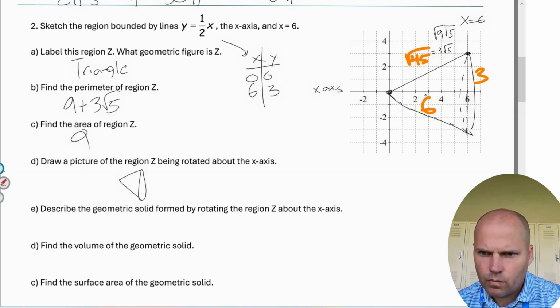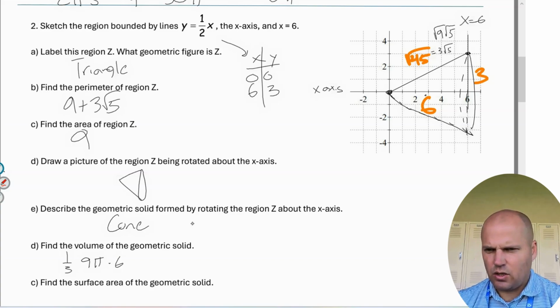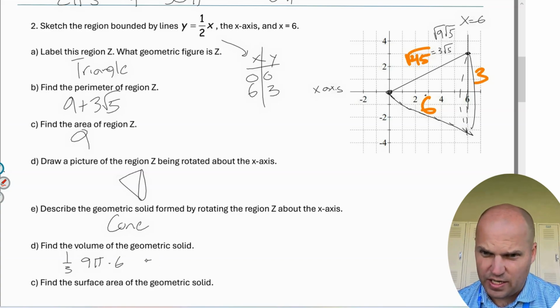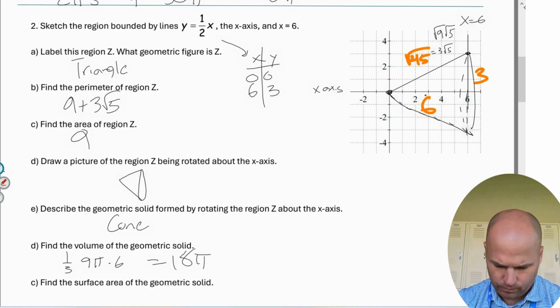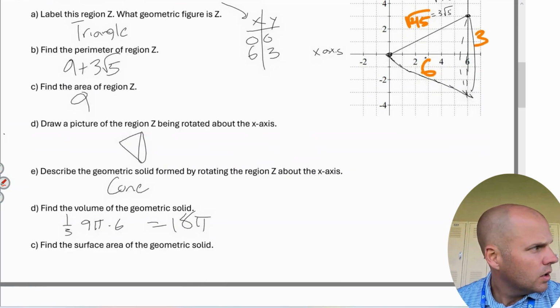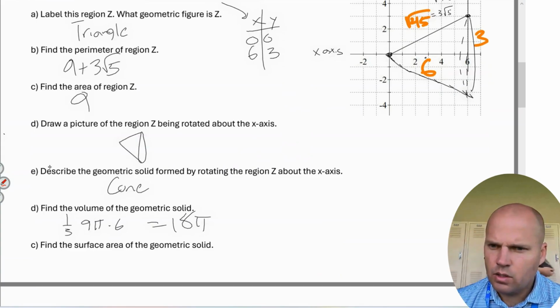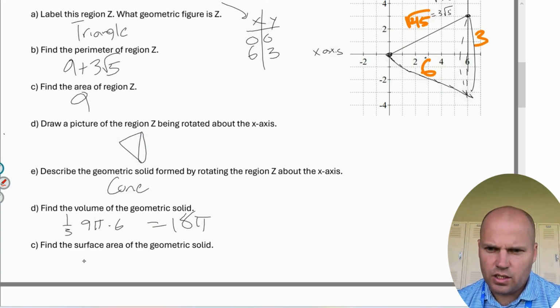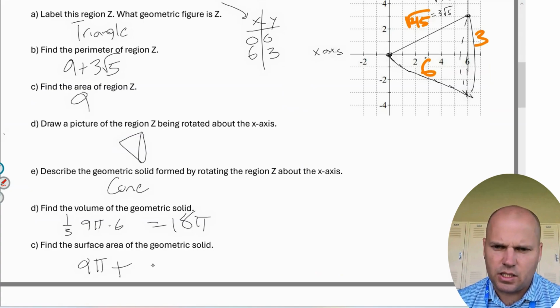Cool. Cone: 1/3 area of the base times the height. Area of the base is 9 pi. Height is 6. So it's 3 times 6, 18 pi. Surface area is 9 pi plus pi r l.